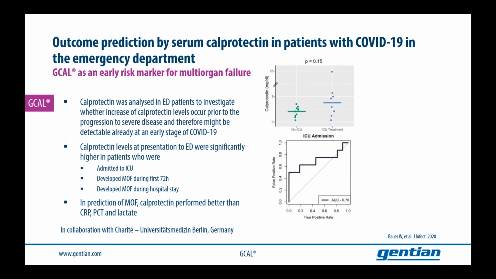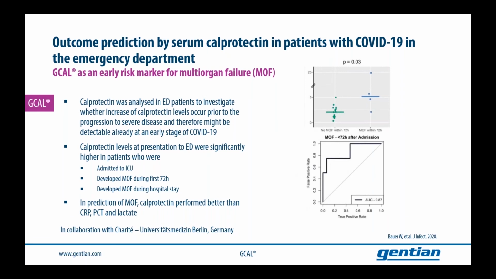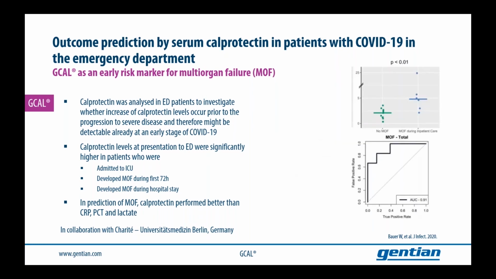Calprotectin levels in patients presented to the emergency department were significantly higher in patients who were admitted to intensive care unit, in patients who developed multi-organ failure during first 72 hours, and also in patients who developed multi-organ failure during whole hospital stay. In prediction of multi-organ failure, calprotectin performed better than other proteins, such as C-reactive protein, procalcitonin, and lactate.